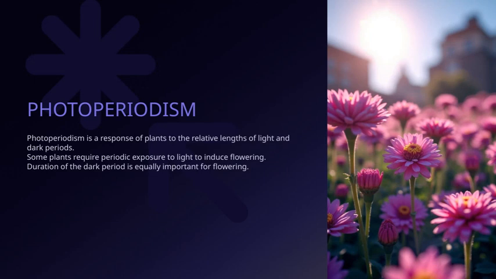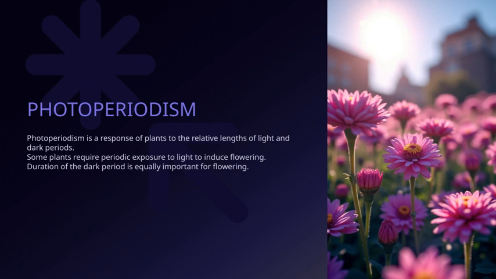Photoperiodism is essentially how plants respond to the relative lengths of light and dark periods they experience. It's fascinating because some plants need a certain amount of light exposure to trigger flowering, so their development depends on these environmental cues. But it's not just about how much light they get. The duration of the dark period is equally important.